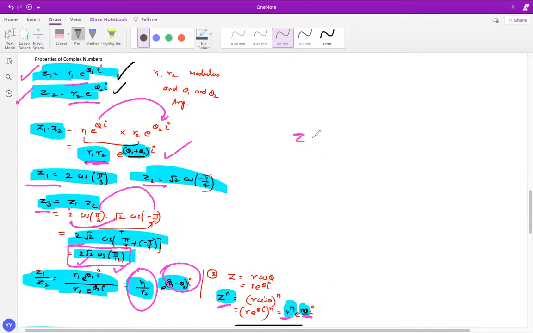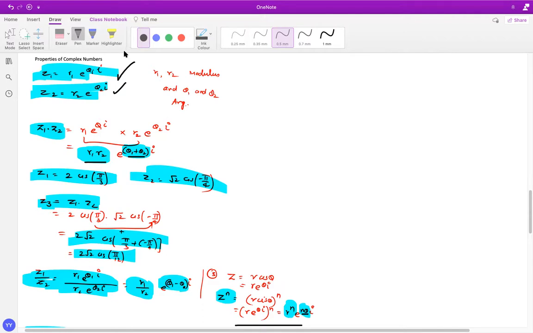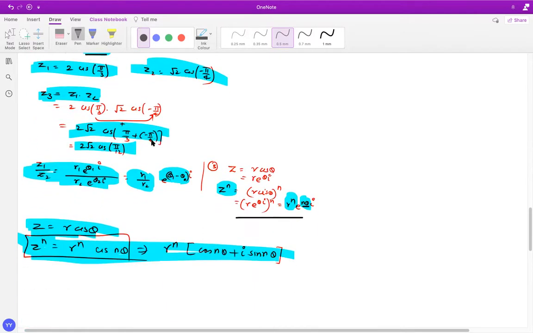So if I have z as r cis theta, z to the power n is r to the power n cis n theta. So this is also referred to as de Moivre's theorem. Now let's take some more examples on de Moivre's theorem.